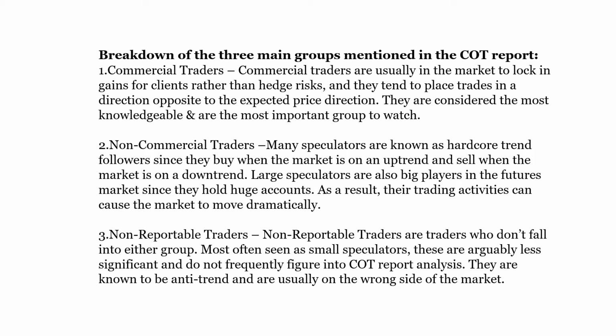And thirdly, you have a group of non-reportable traders. Non-reportable traders are traders who don't fall into either group. Most often, these are small speculators, and they are arguably less significant and do not frequently figure into COT report analysis. They are known to be anti-trend and are usually on the wrong side of the market. Because of that, they are typically less successful than hedgers and commercial traders. However, when they do follow the trend, they tend to be highly concentrated at market tops or bottoms.